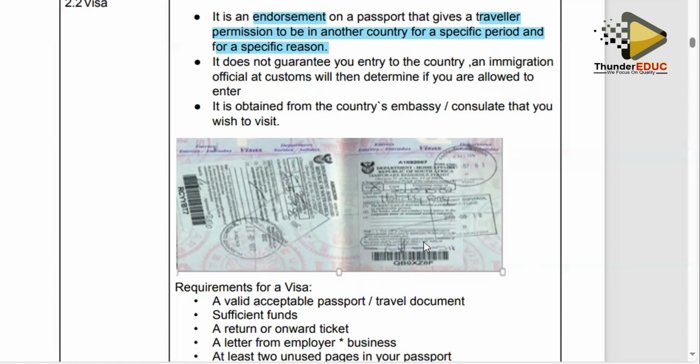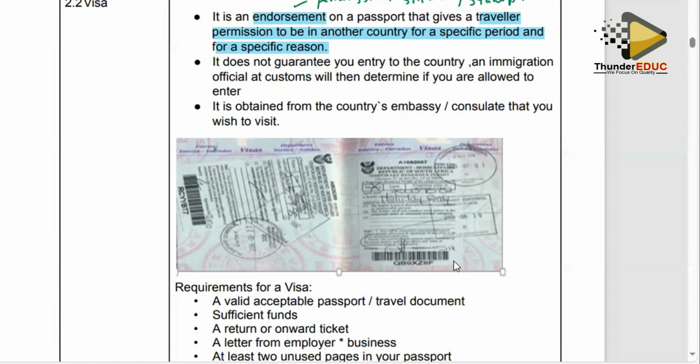So I need to emphasize something. Endorsement, this is permission, official permission on a passport that gives a traveler permission to be in another country. This permission can be in the form of a sticker. Visas can be in the form of a sticker, or it can be a stamp that endorses that a traveler has been given permission to be in another country for a specific period and for a specific reason. So that is the definition of a visa.